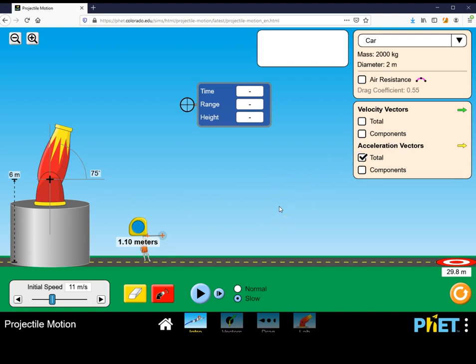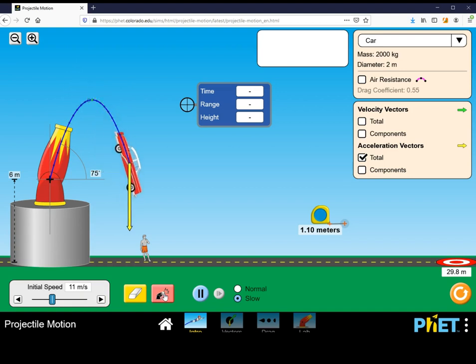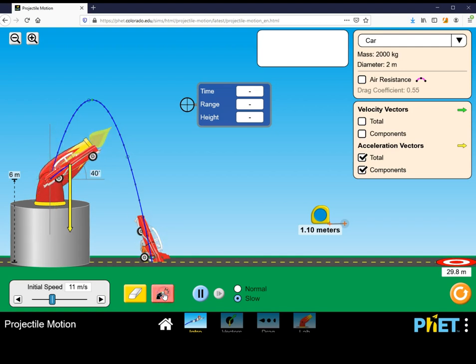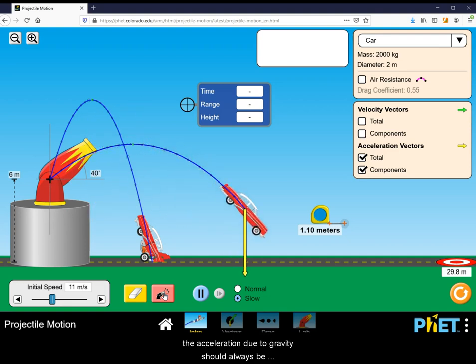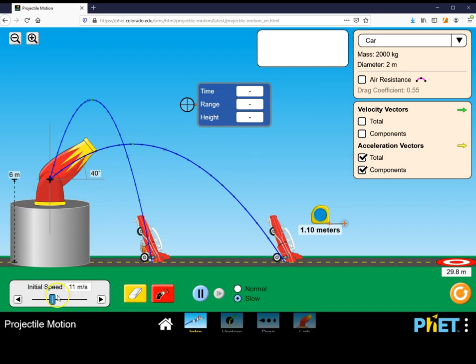You should also experiment with the acceleration vector. Remember that in projectile motion, the only force acting is gravity. Hence, no matter the setup, the acceleration due to gravity should always be pointing downwards, and have a constant value of 9.8 meters per second squared.